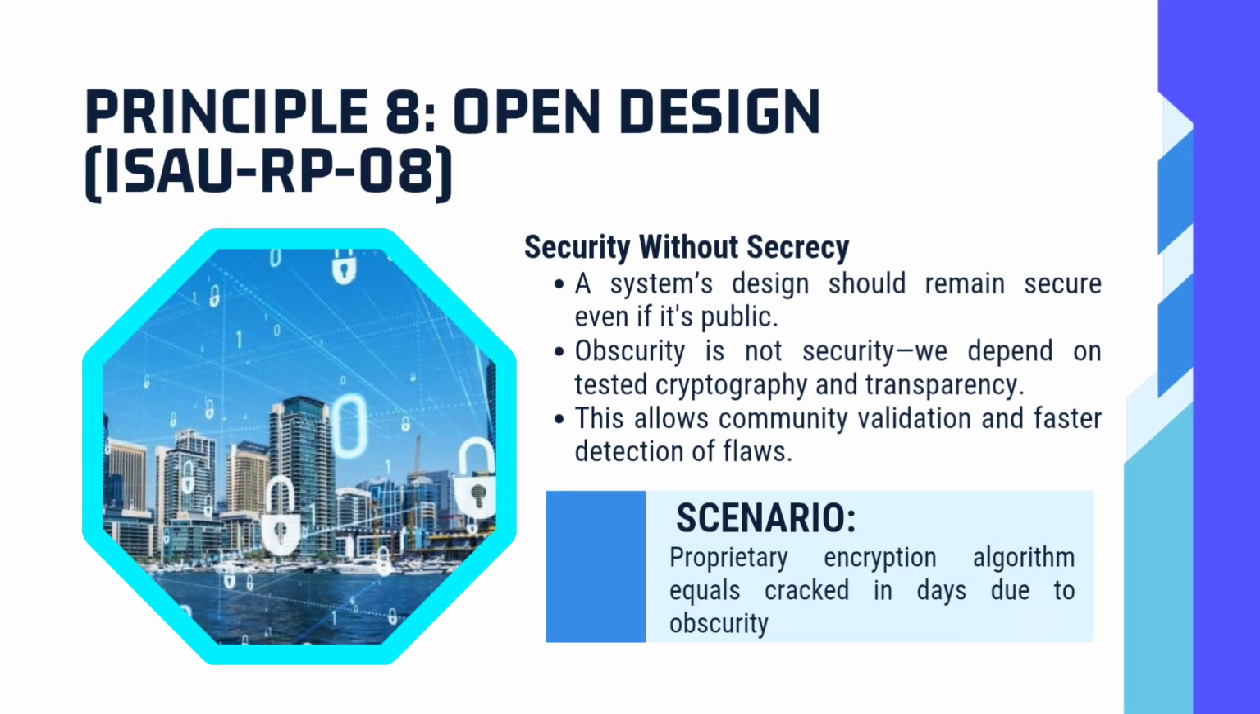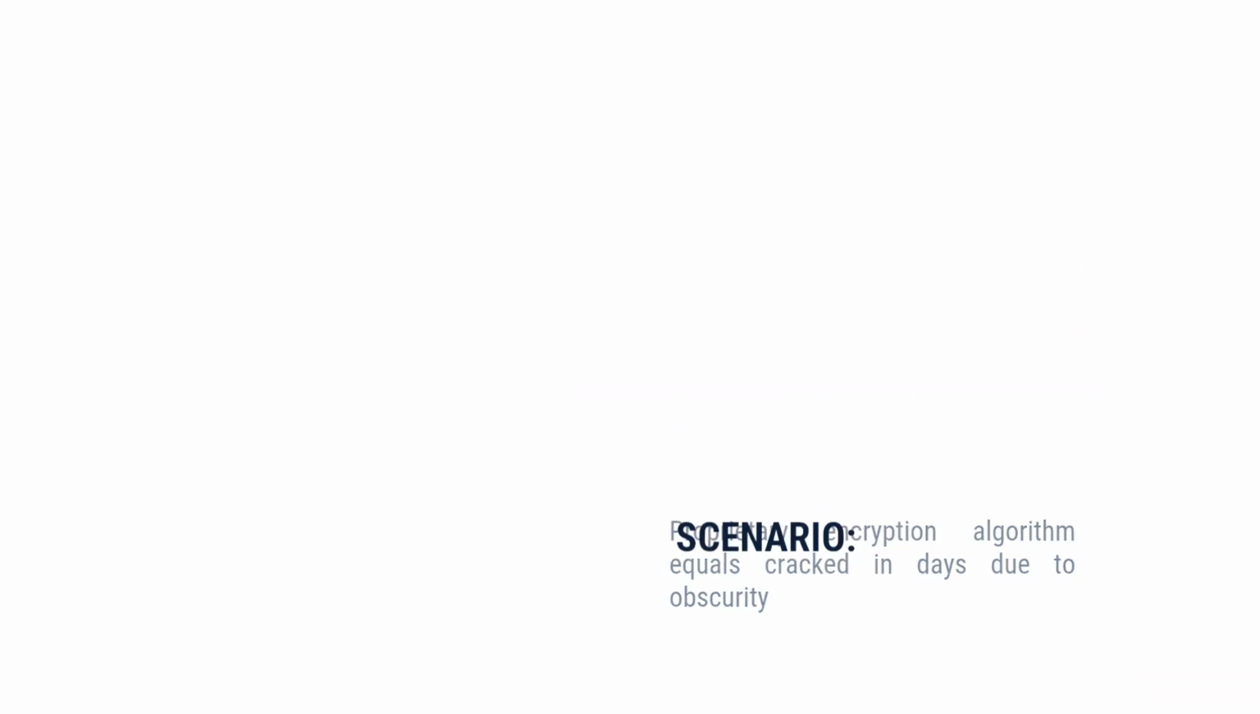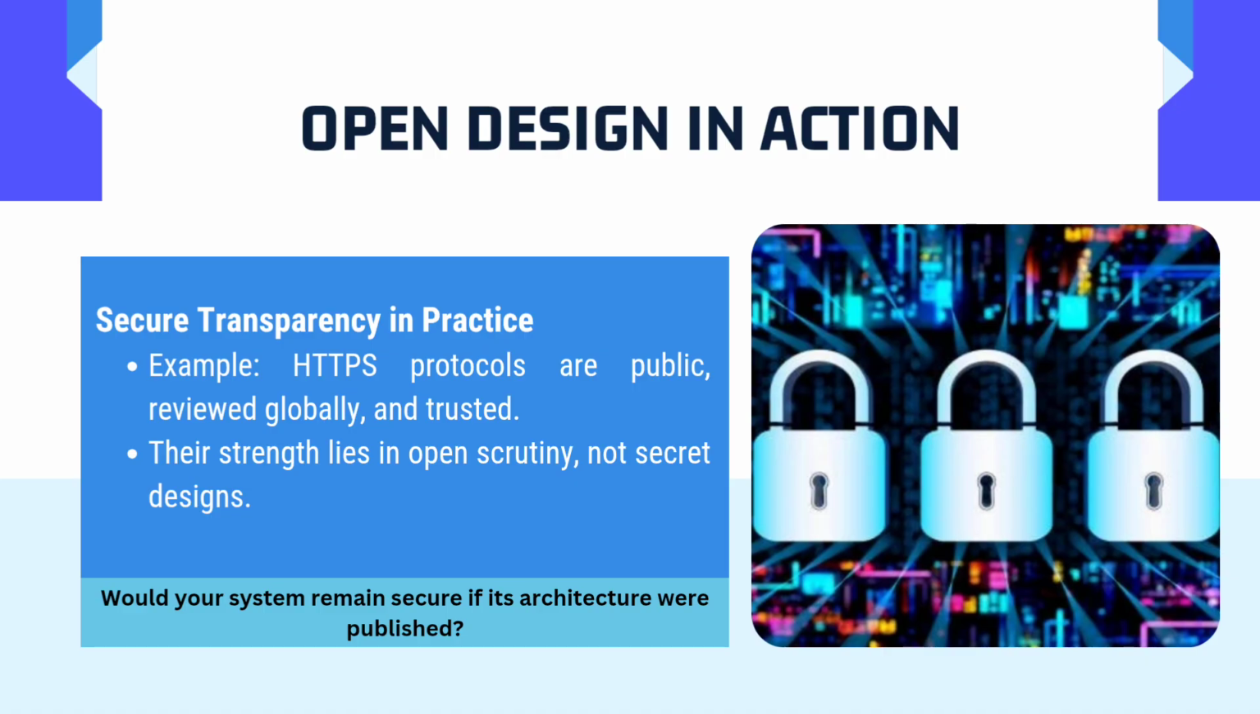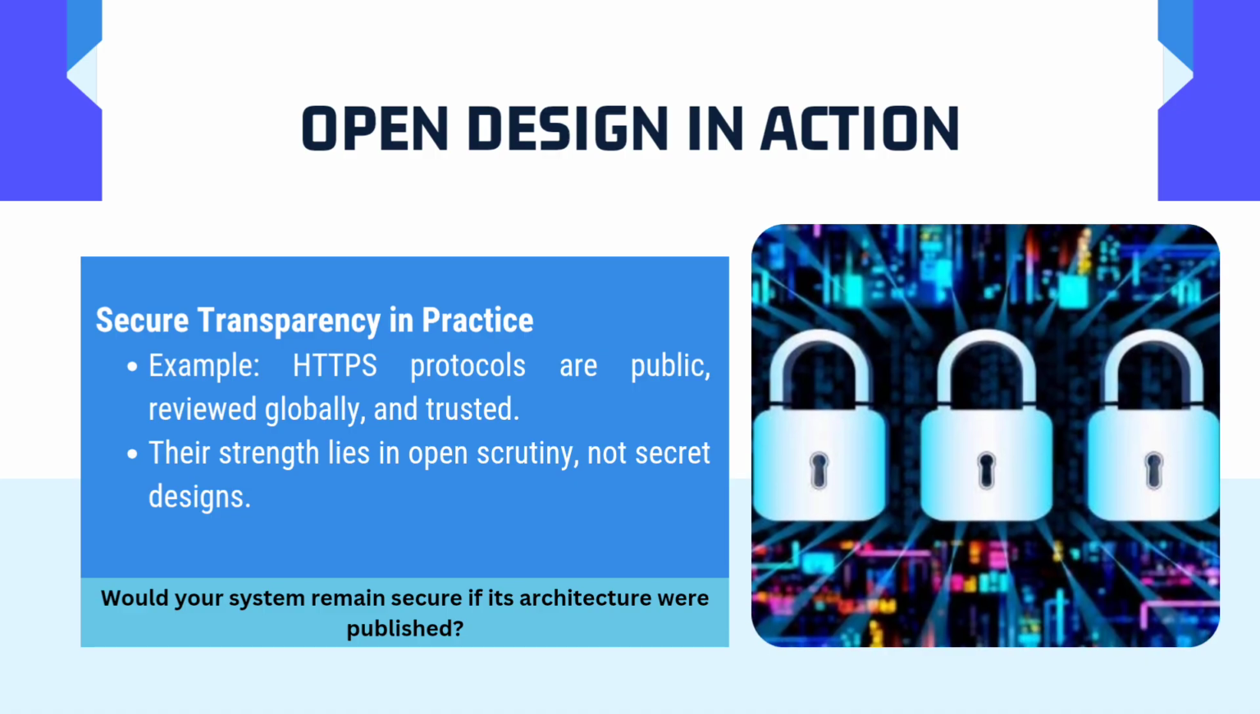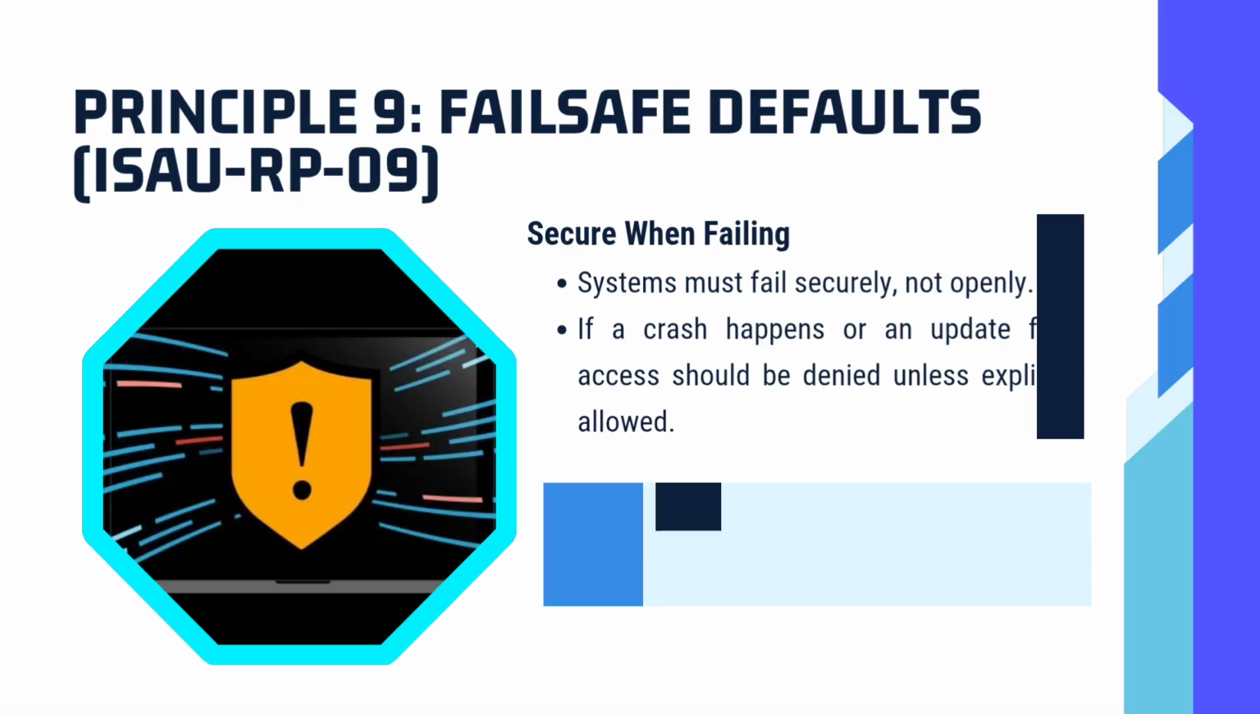5. The principle of open design from the Institute of Security Architecture United, P8. Contrary to popular belief, secrecy isn't security. Open design means systems should be secure even when their design is public. We rely on proven cryptography and transparent processes, not obscurity. HTTPS is a great example. Its protocols are open and scrutinized globally, making them stronger and more resilient.